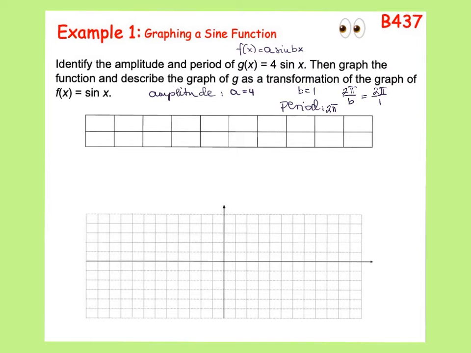And the last thing we need to answer is the transformation. So the transformation is a vertical stretch by a scale factor of 4. So I'm going to start graphing by making a unit circle, and I'm going to also first graph the parent function and then graph the transform function.